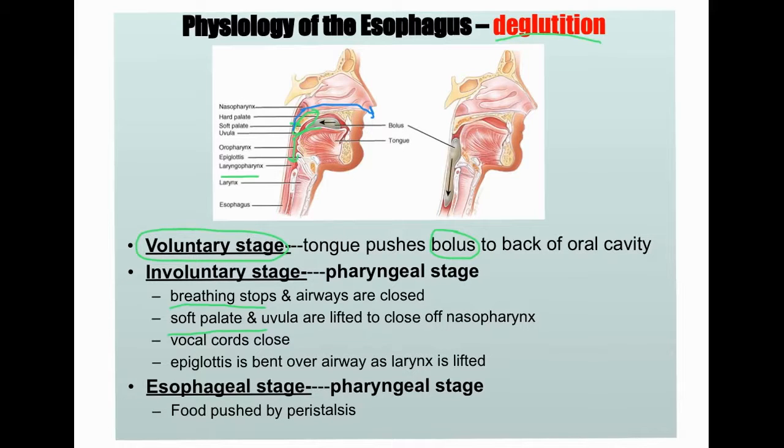Vocal cords closed. Remember the epiglottis. That's going to be right here. The epiglottis is going to shut, so then the food cannot go down the trachea, because you do not want it to go down towards your lungs. You want it to be directed down the esophagus.